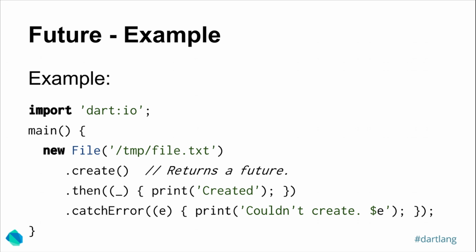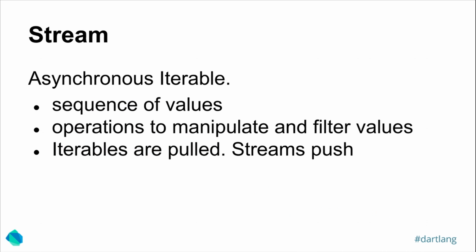Here's just a small example where we create a file. We instantiate a new File and call create on it. Create itself returns a future, so we can do this nice dot chaining. We do that .then and add the callback. We also get a future back, which allows us to do a dot catchError on it, which then, depending on whether we were able to create the file or not, prints created or couldn't create. Basic things, we have had that in Dart since 1.0.